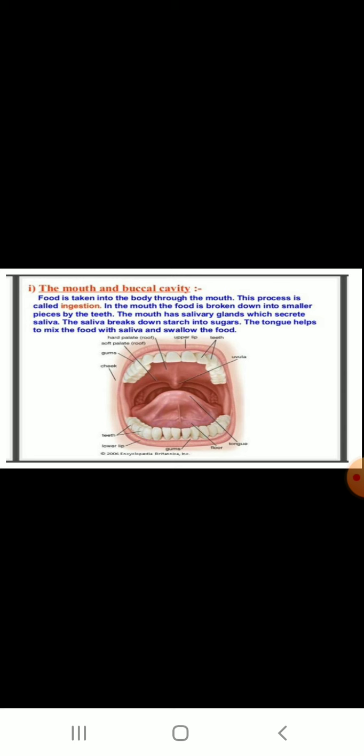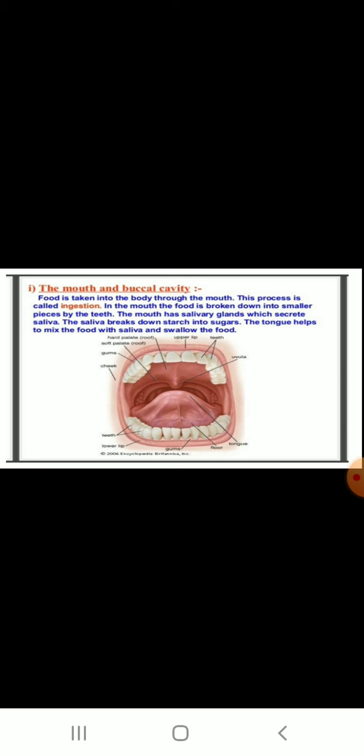In the mouth, food is broken down into smaller pieces by the teeth. Teeth is the plural, tooth is the singular. The mouth has salivary glands which secrete saliva. Saliva breaks down starch into sugars. That is why digestion begins in the mouth, not in the stomach.